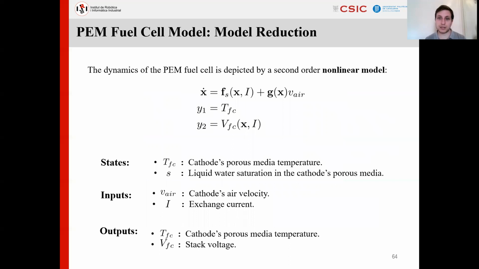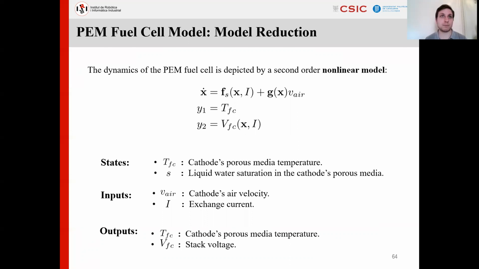So with that, we obtain a second order nonlinear model with two states, that is the cathode porous media temperature and the liquid water saturation in the cathode porous media. Moreover, we have two inputs, that is the cathode air velocity and the exchange current, and two outputs, that is the cathode porous media temperature and stack voltage. These are the two signals that we can measure. Now that we have a really low complexity model, we can start developing observers. And actually what we found is that theoretically, we can design a high-gain observer only using the temperature signal.